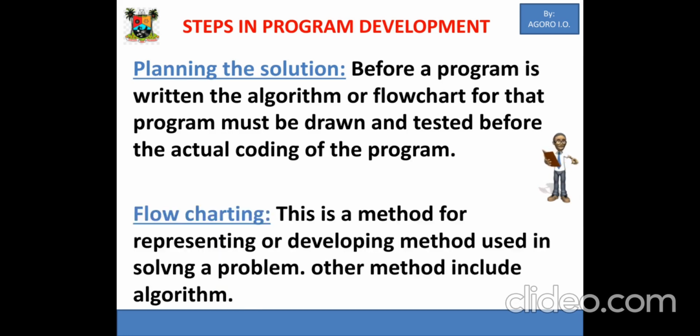Now let us look at flow charting. This is a method for representing or developing a method used in solving a problem. Other methods include algorithm. What is flowcharting talking about? It is just talking about the method for representing or developing a method used in solving a problem.